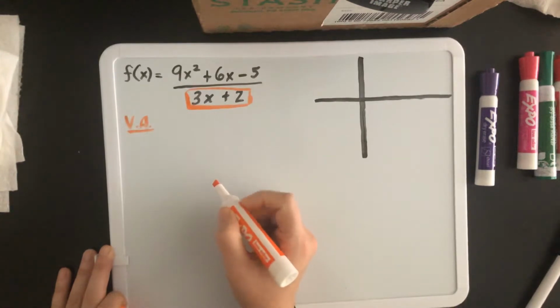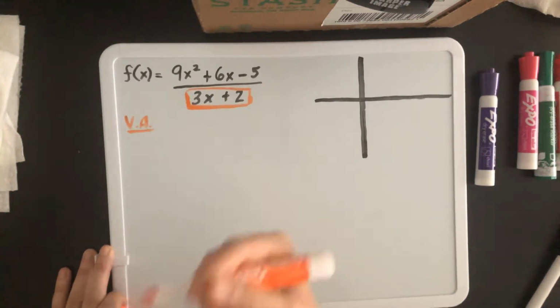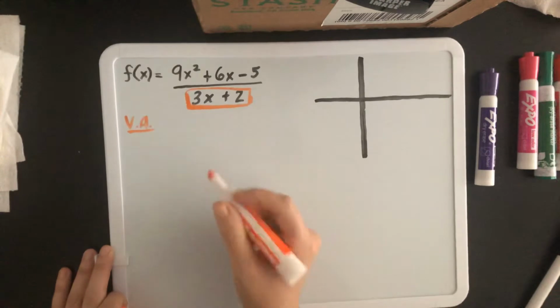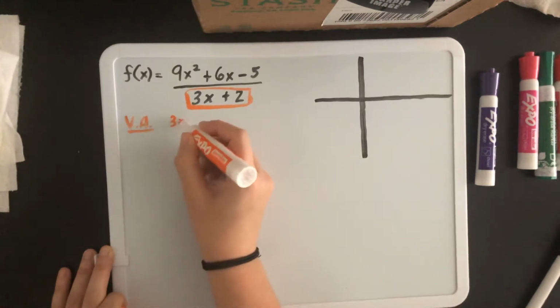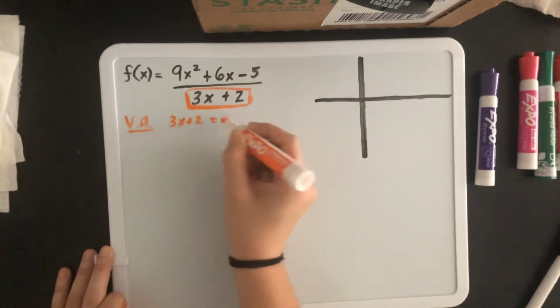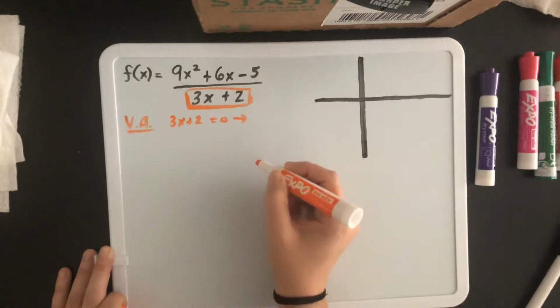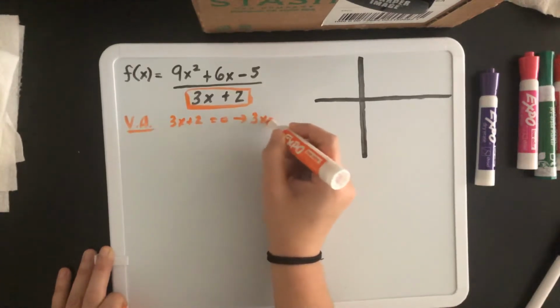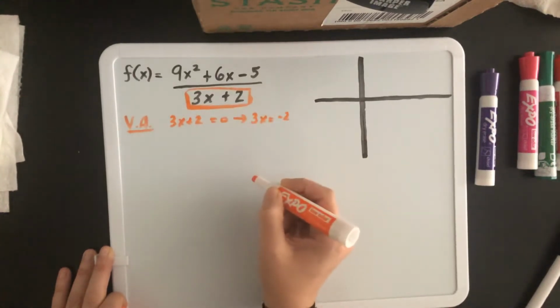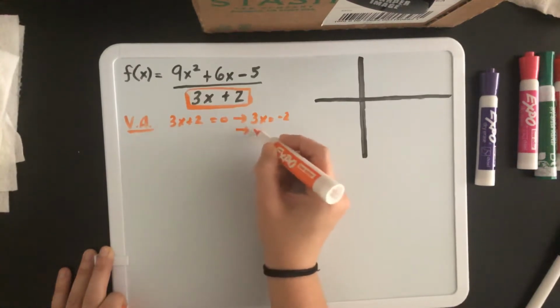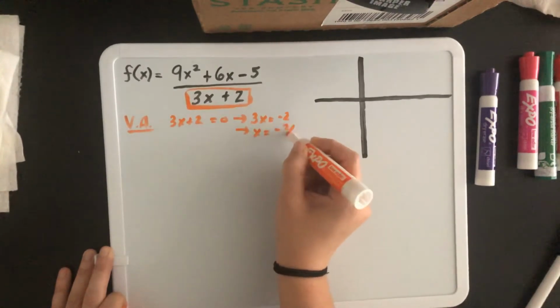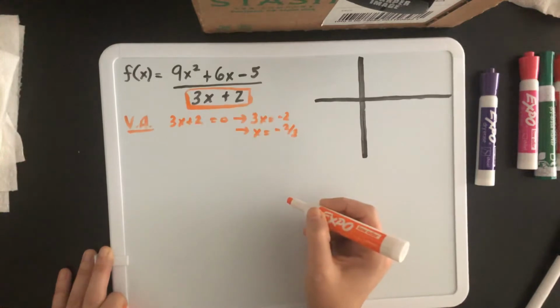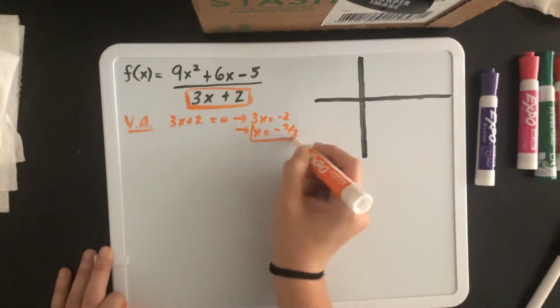Therefore I can simply take the denominator, 3x plus 2, and I can say when would that give me a 0 in the denominator, because that would be the x value that would be problematic. So if you let 3x plus 2 equal 0, so you set your denominator equal to 0, you get 3x equals negative 2, and if you divide by the 3 next to the x, x equals negative 2 over 3, or about negative 0.6 repeating. That would be your vertical asymptote.